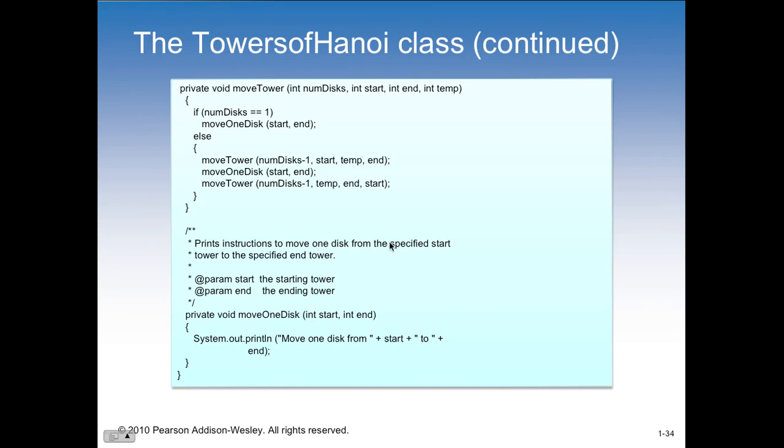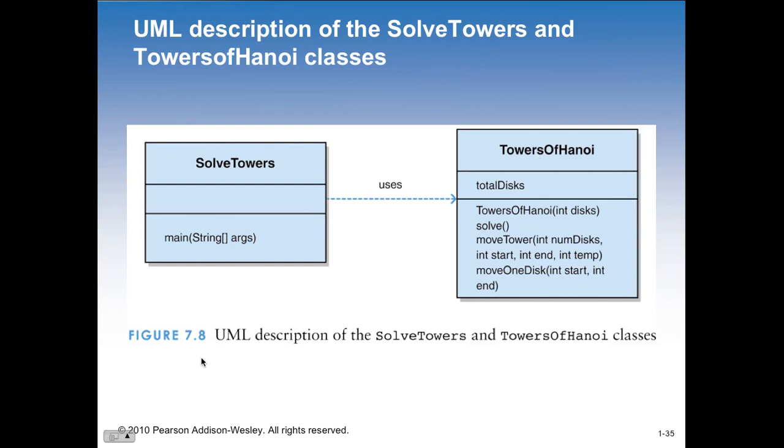So print the instructions to move one disk from the specified start tower to the specified end tower. This is a little moveOneDisk. And here's the moveOneDisk versus moveTower. So we really have two methods going on that we're calling recursively in sort of an indirect way. So here's our UML description, and that was actually kind of a simple solution if you think about it. It would have been a lot more complex to set a looping up for it without using a recursive method, I think. I don't know. Some people don't think recursively, though. So here's the UML description of the SolveTowers and the TowersOfHanoi classes.